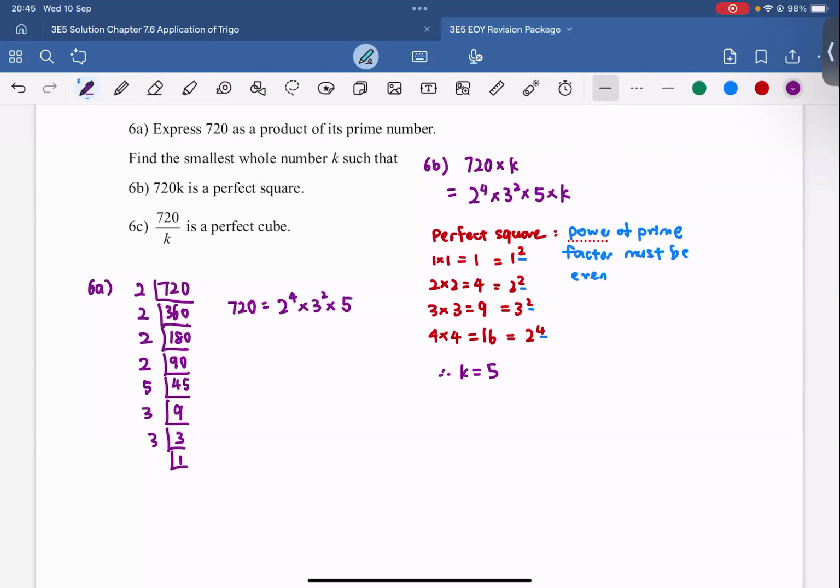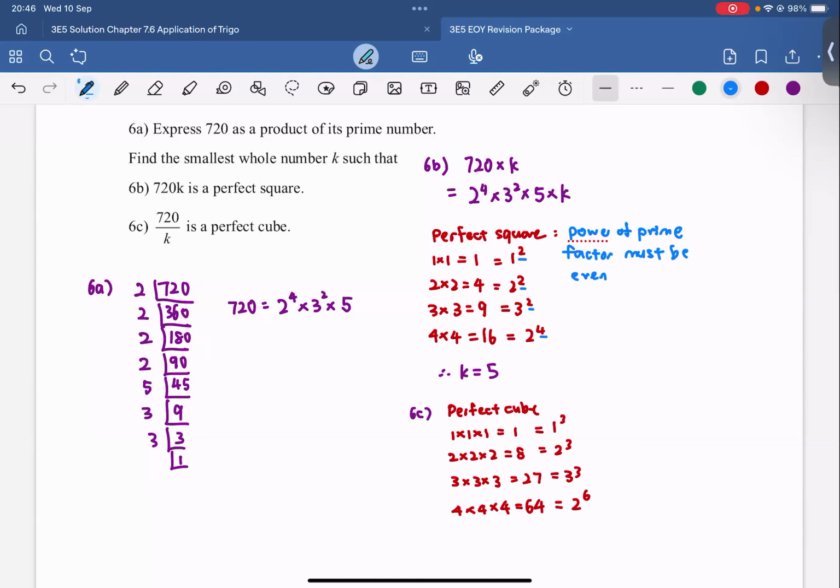6C, show that 720k is a perfect cube. What is a perfect cube? Perfect cube is like 1 times 1 times 1, 1. 2 times 2 times 2, 8. 3 times 3 times 3, 27. 4 times 4 times 4, 64. Okay, and if you go and prime factorize, this is actually 1 power 3, 2 to the power 3, 3 power 3, and this is 2 power 6.